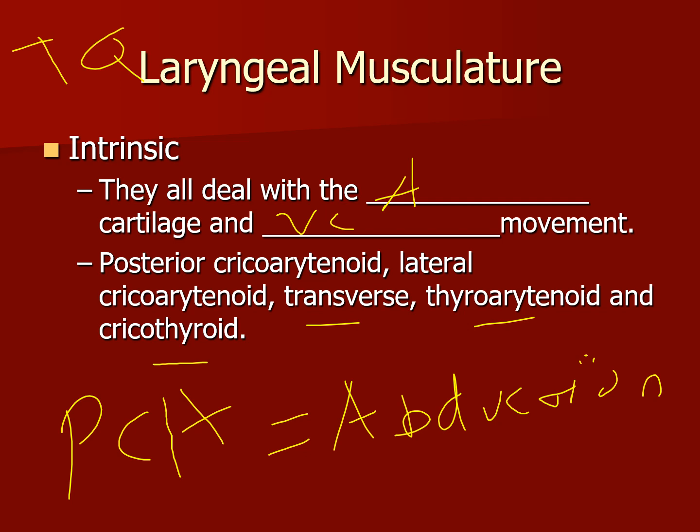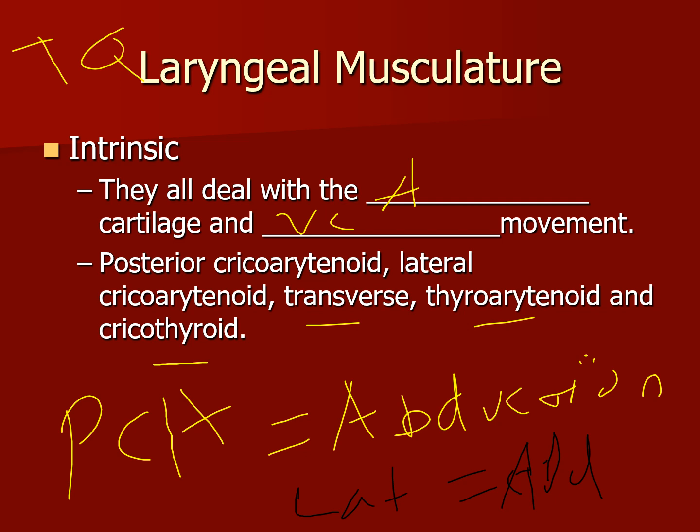Now, what about adducting? What about closing the vocal cords? Which muscle does that? Your lateral cricoarytenoid is the opposing muscle. So it pulls on the arytenoids, and that causes the vocal cords to close, or adduct, right? So it closes them.